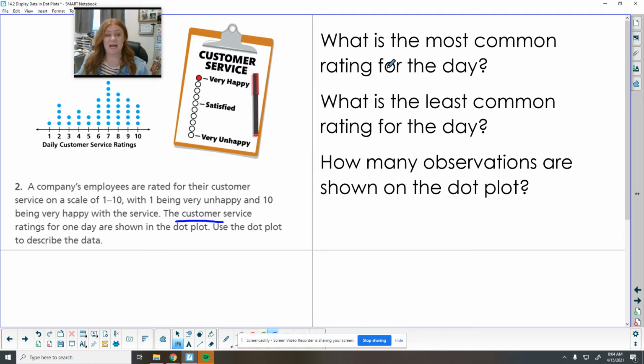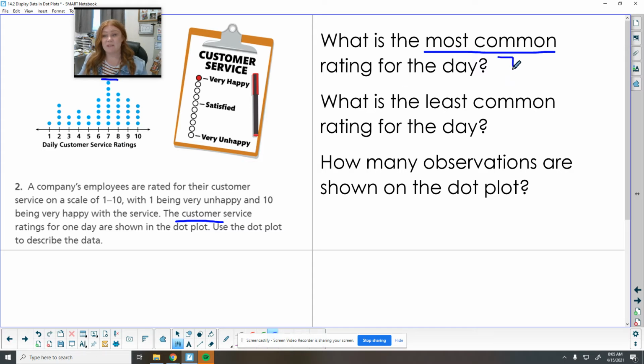So our first question asks, what is the most common rating? We're not looking for the highest rating, we're looking for the rating that has the most. So look through. Which of these has the most dots? I can see this 7 goes up the highest. It has the highest frequency.